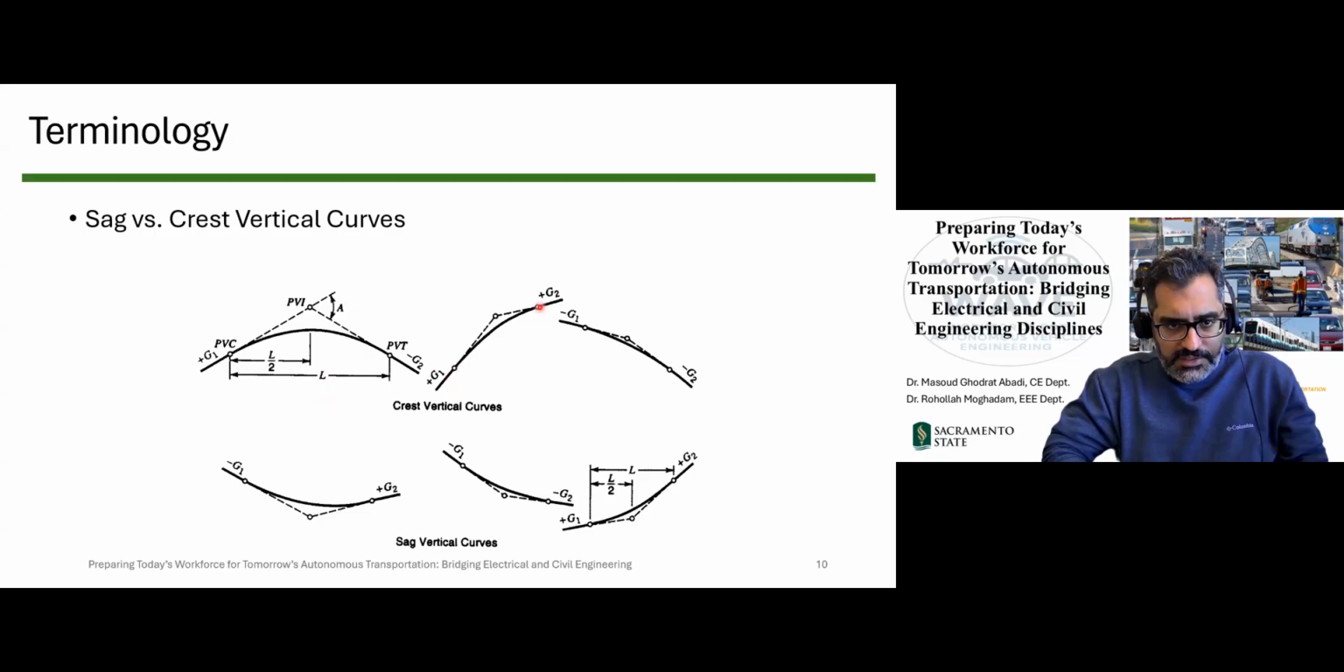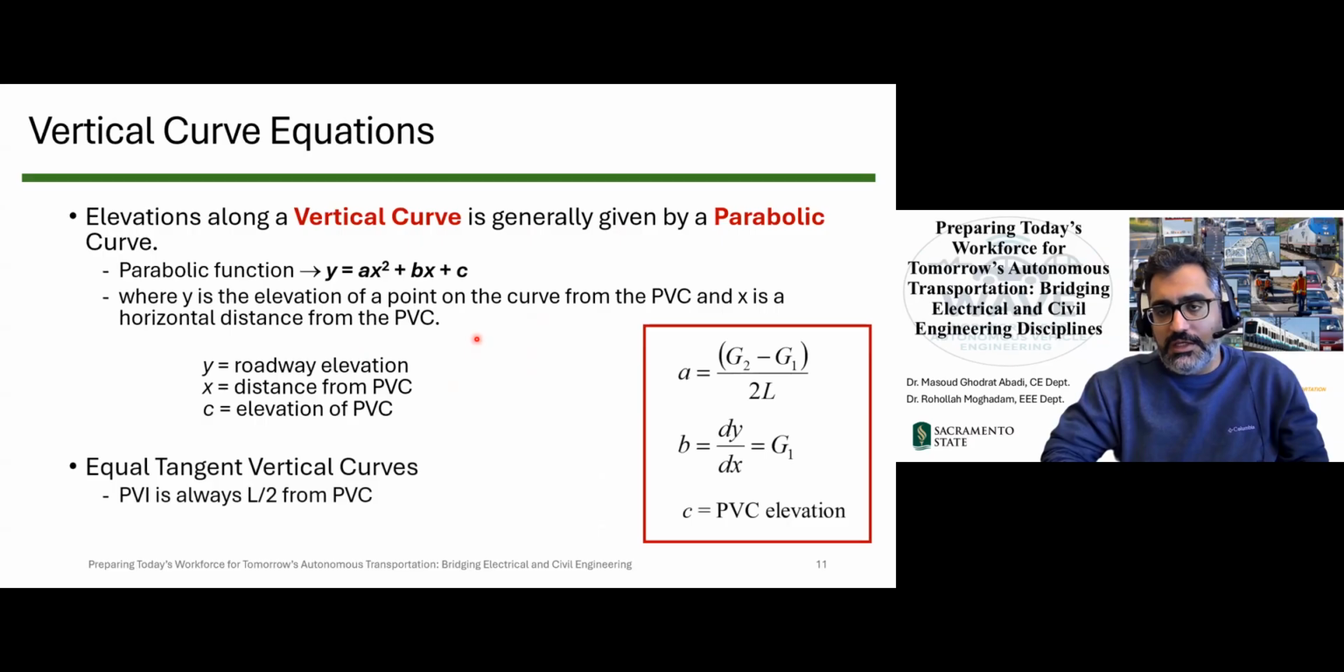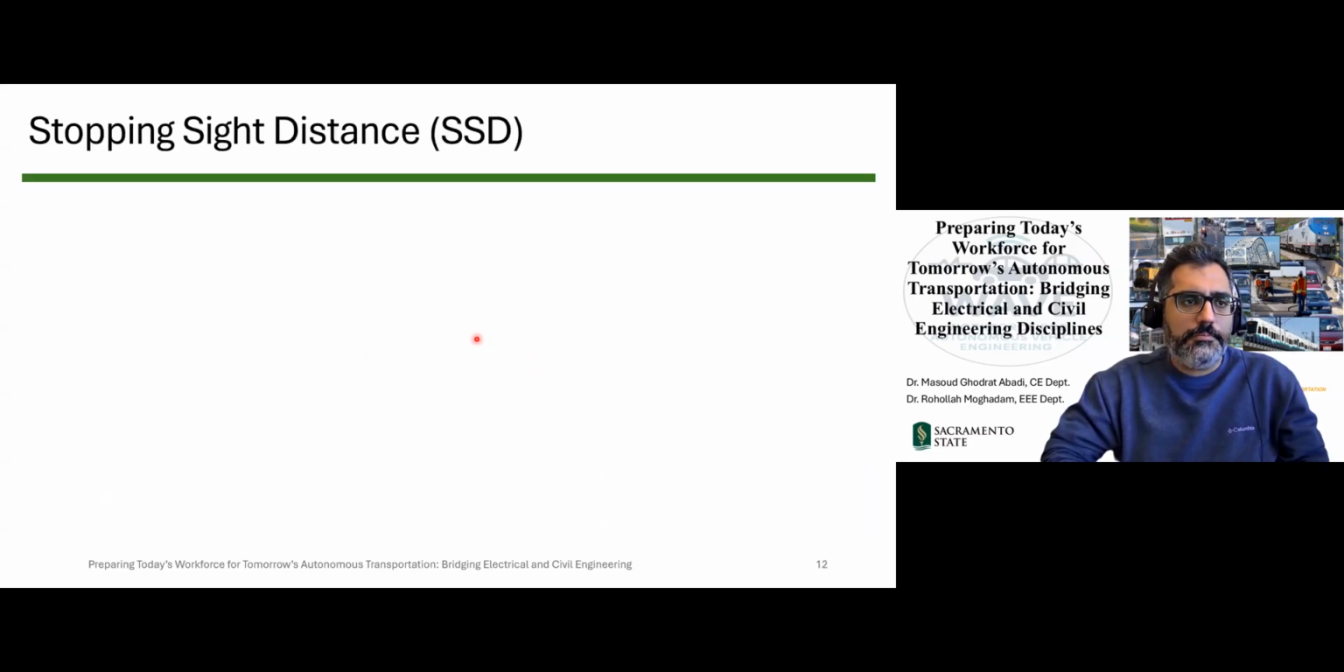But look at the other example. For this one, it doesn't seem that PVI is exactly at the middle of the distance between PVC and PVT. So this is not an equal tangent vertical curve. The equations that I'm going to show you in the remainder of the lecture today are all going to be based on equal tangent vertical curves.